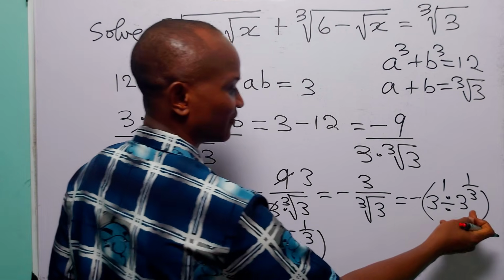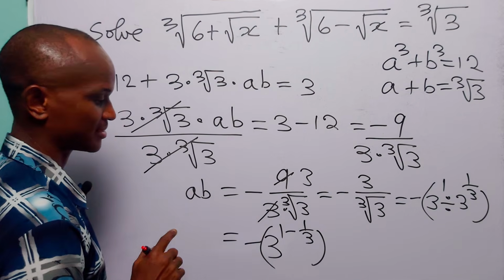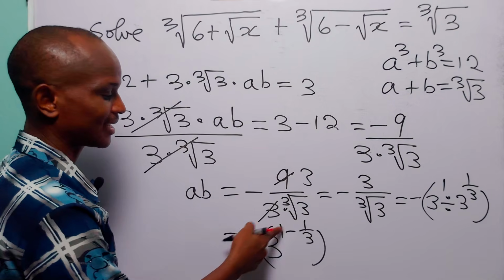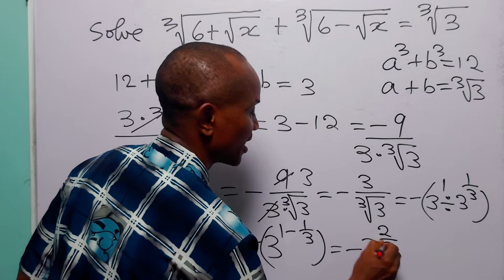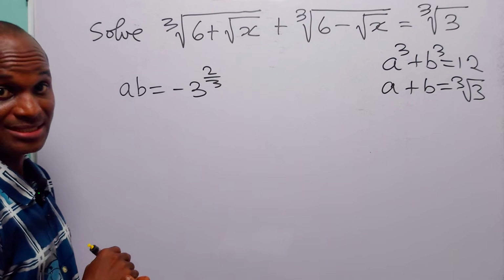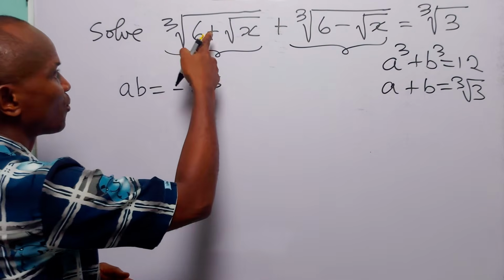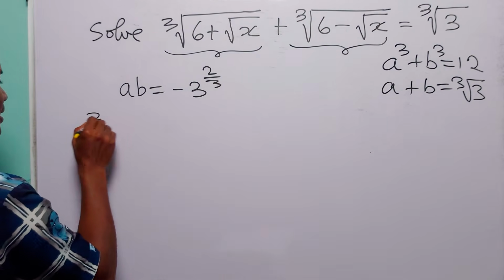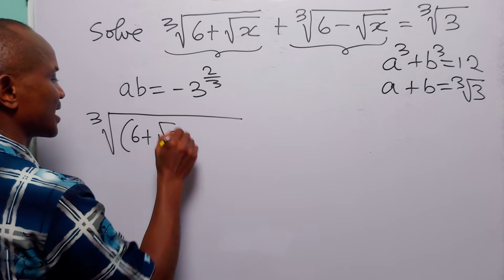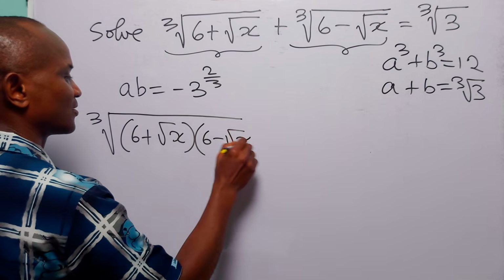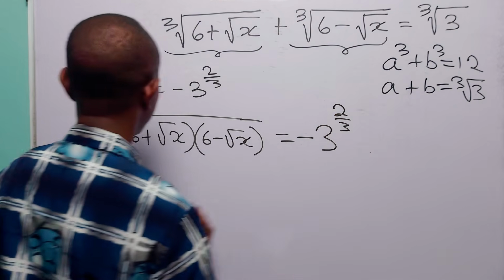Of course, you know that when we divide two numbers with the same base, all we have to do is to subtract their exponents. Now, 3 times 1 is 3. 3 minus 1 is 2. So this is equal to minus 3 to the power 2 over 3. Now, at this point, remember that this is a and this is b. So when we multiply these two, we have the cube root of 6 plus root x times 6 minus root x. And this is equal to minus 3 to the power 2 over 3.